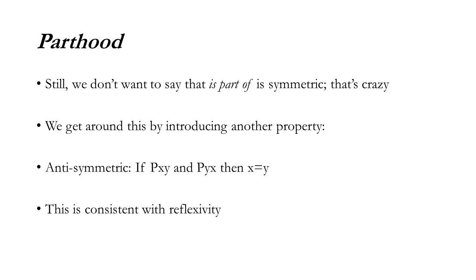We get around this by introducing another property of relations. We'll call it antisymmetry, or antisymmetric. It's just like this. If Pxy and Pyx, then x and y are the same thing. And this is consistent with reflexivity because it's weaker than saying what we said a minute ago about not being symmetric. It still gets the result we're after.